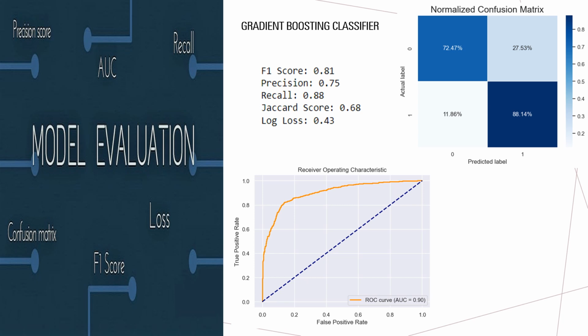performance model. Looking at the ROC curve, the area under the curve is 0.90. That suggests the model has an excellent ability to distinguish between the two classes across different classification thresholds. So this is the result we got from the model evaluation on gradient boosting.